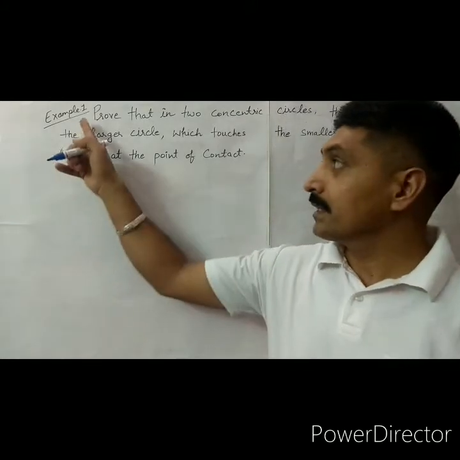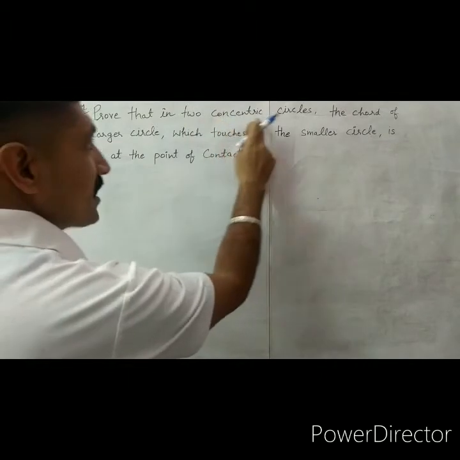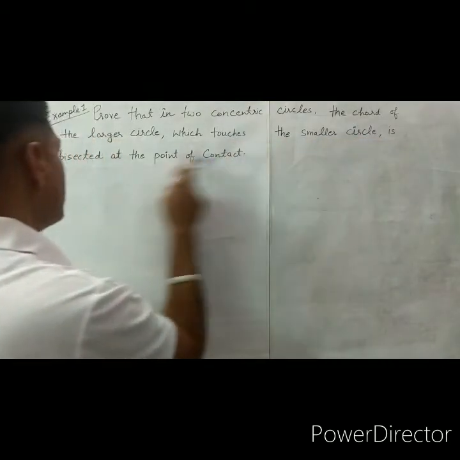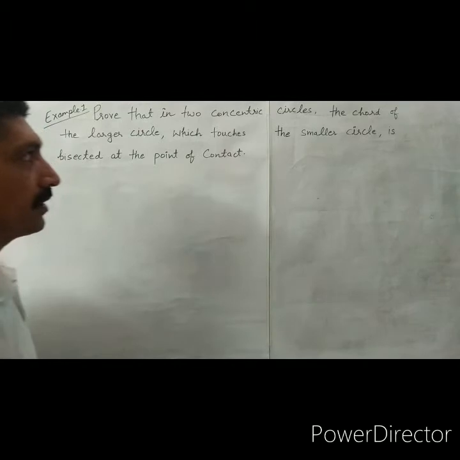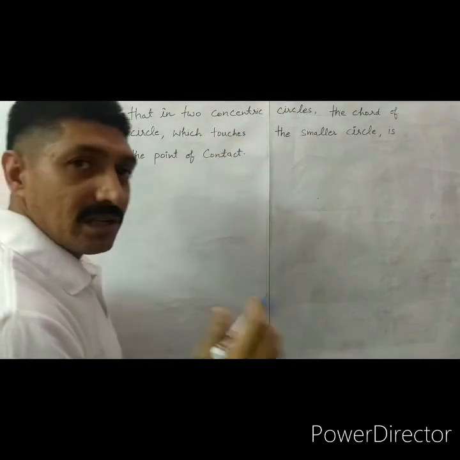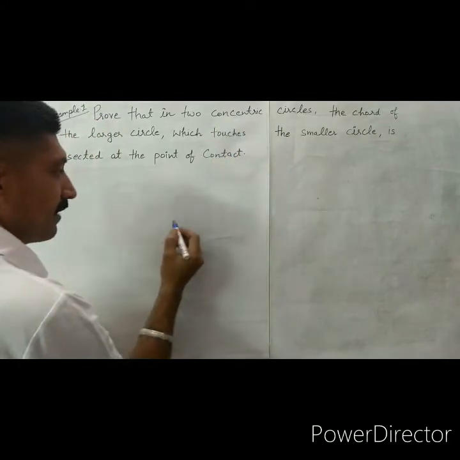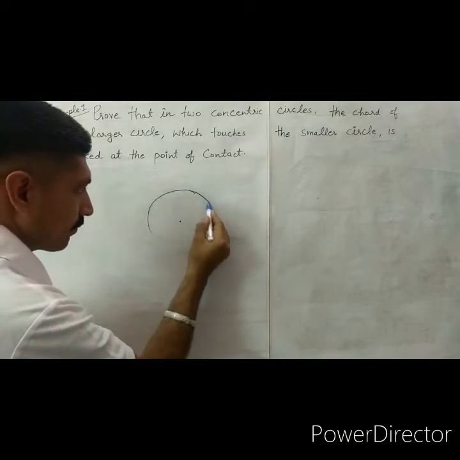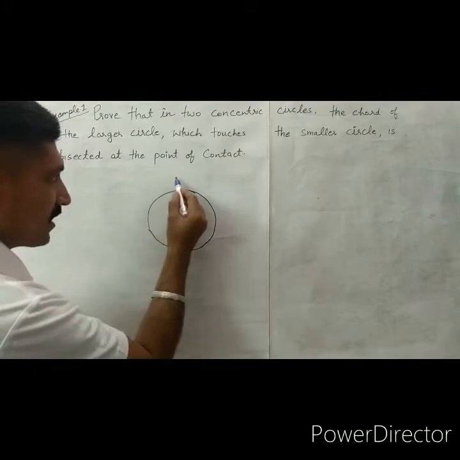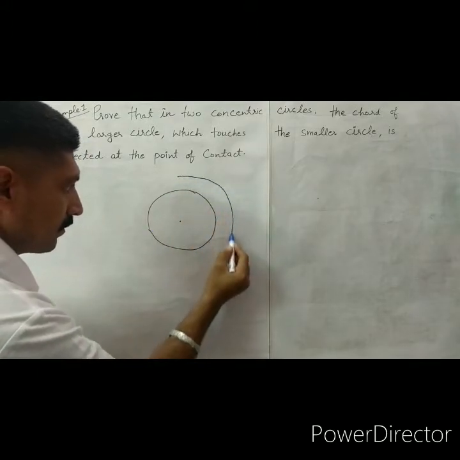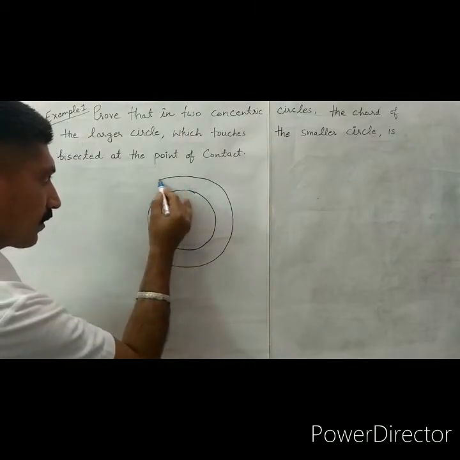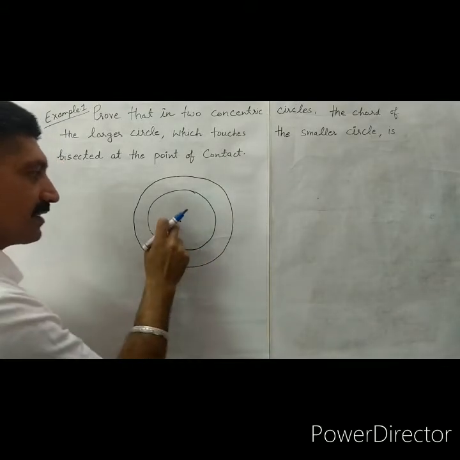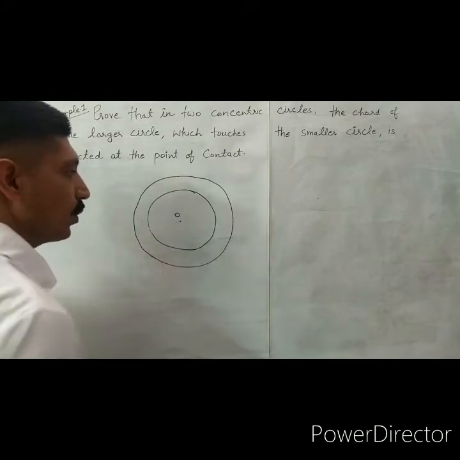So example number 1: prove that in 2 concentric circles, the chord of the larger circle which touches the smaller circle is bisected at the point of contact. Concentric circles means circles which have the same center. If we have O as the center and one circle, and another circle, these 2 circles are concentric when their centers coincide. The center is the same, center is O.